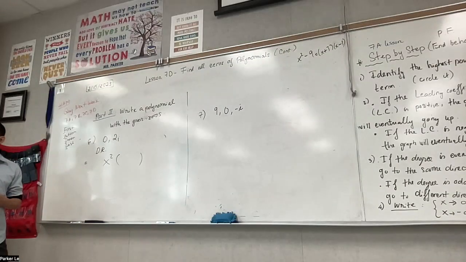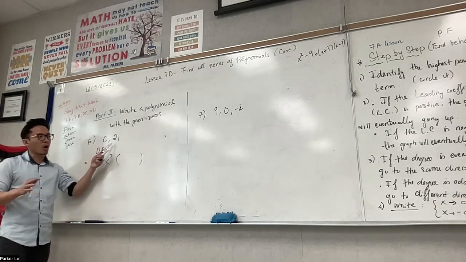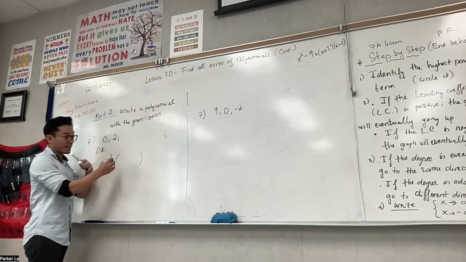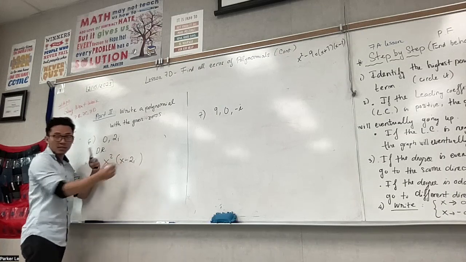All right, what else? 2i. That's equal to square root of 4x minus... Just do it normally. You have 2i as a solution. How do you write it? X minus 2i. Just do it normally.